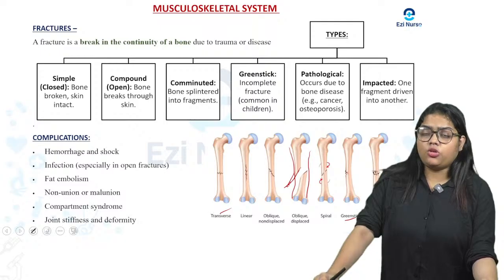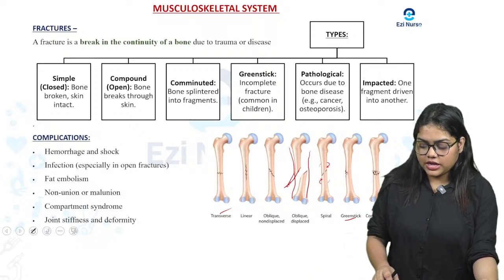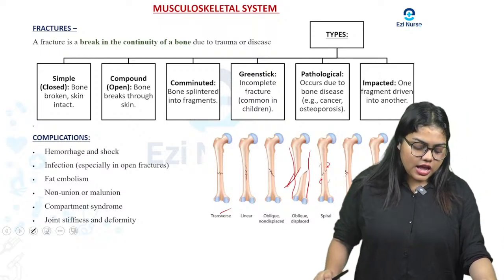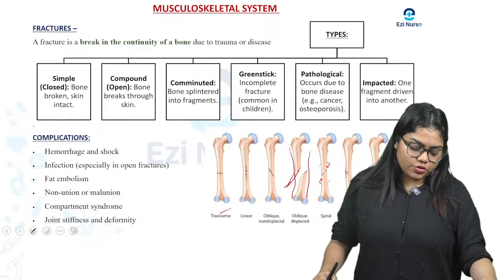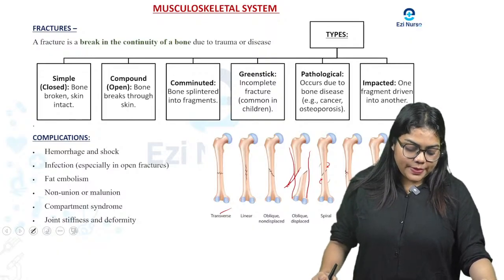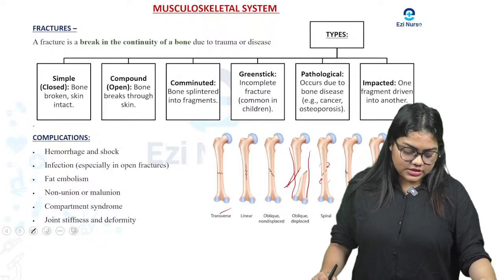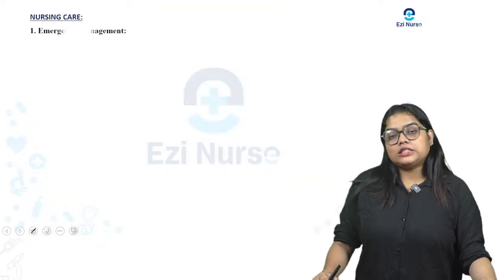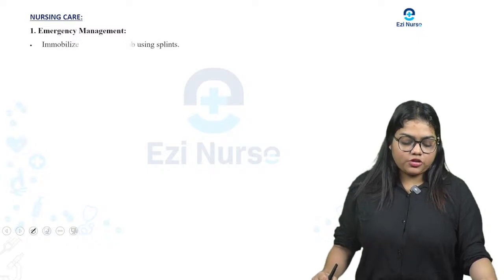Infection, especially in open fractures, or called as oblique or displaced fracture. Then fat embolism, non-union or malunion, compartment syndrome, joint stiffness and deformity. As a nurse, what are the cares we can give for the emergency management?